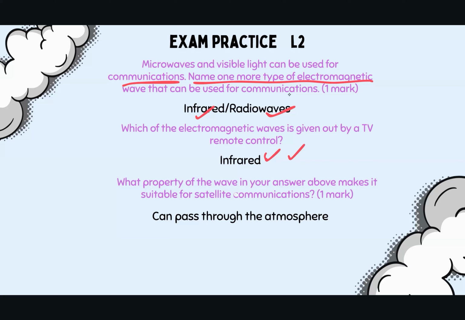Now, what property of the wave in your answer above makes it suitable for satellite communications? The fact that they can pass through the atmosphere. So, more than infrared, the answer would have been radio waves. Because radio waves and microwaves are able to go through the atmosphere better.